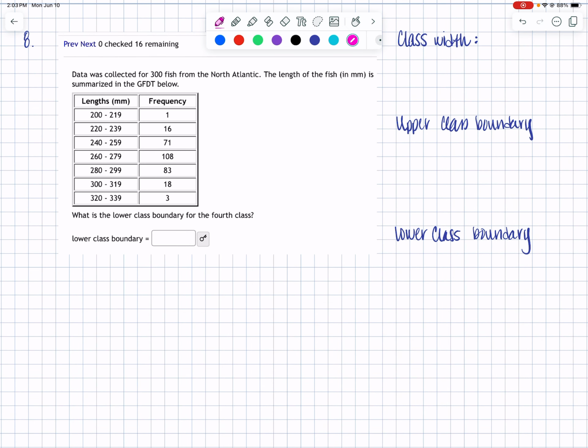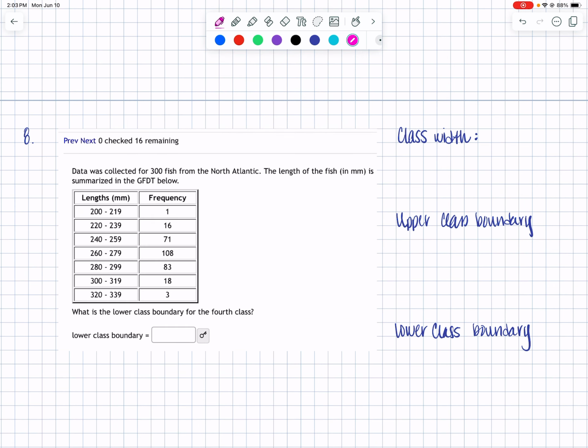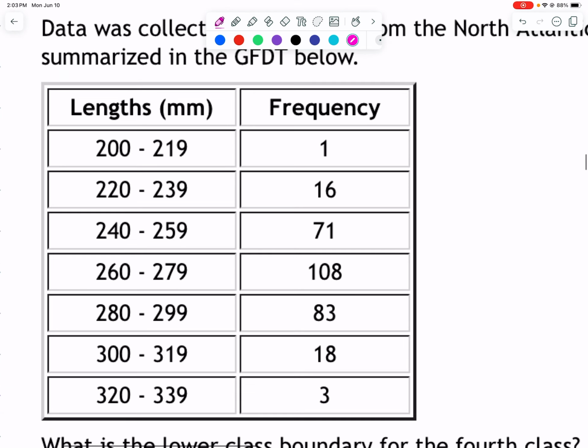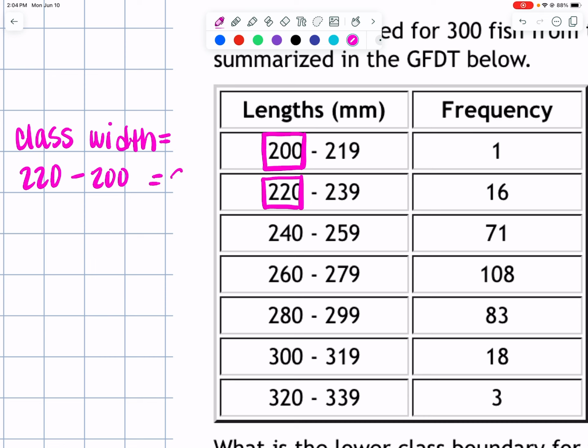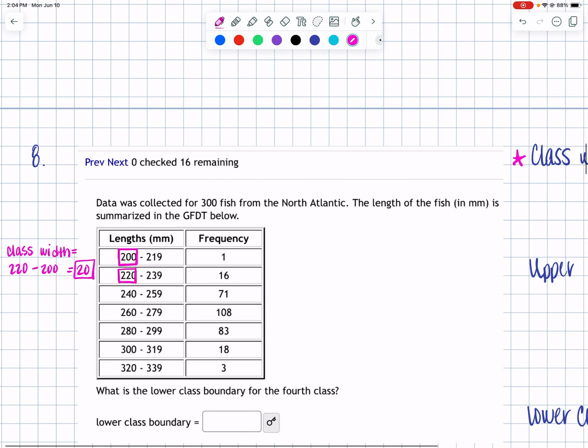So let's take a look at number 8. Number 8 got a lot of people for various reasons. I only pulled out one, but we're going to look at the 3 different options. The first one was the class width. Guys, don't make this hard. Class width means you take one lower bound and another lower bound and subtract them. So the class width is 220 minus 200. That's it. Quit thinking so much. The class width is 20.